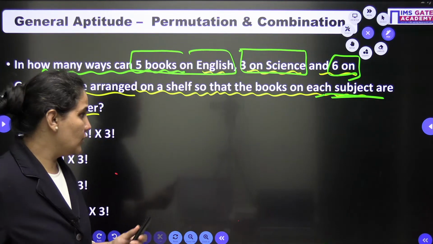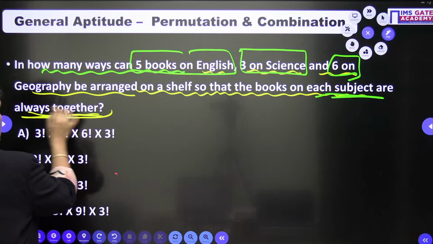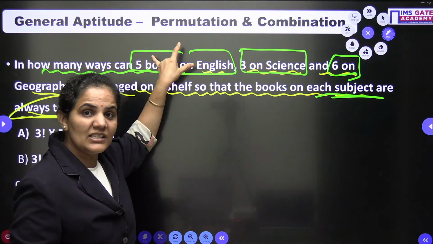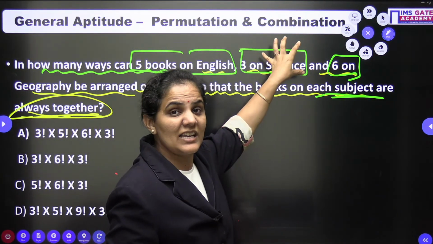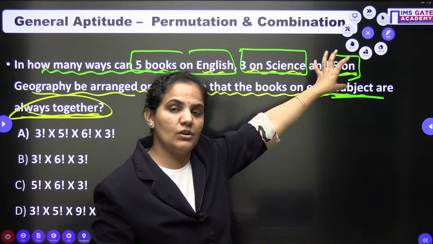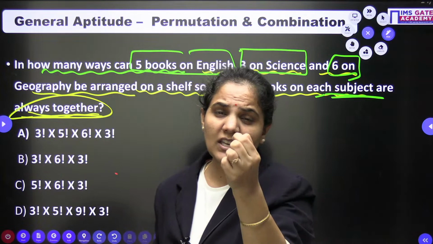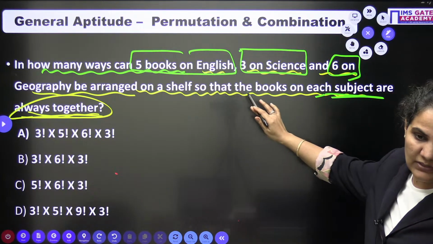Alright, so here a very good question we are having, bachcho, so that the books on each subject are always together. So what is the intention? It is saying wherever these 5 books will go, they will be together. Wherever these 3 science books will go, they will be together. Wherever these 6 geography books will go, they will be together. If you can understand this, the question is literally very easy if you can get the language from here.